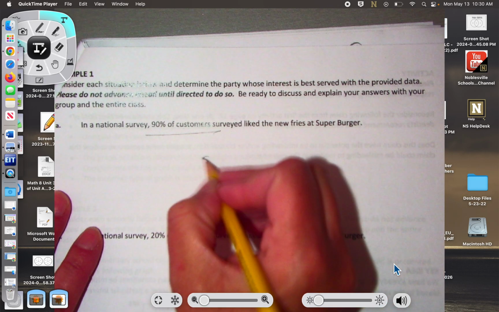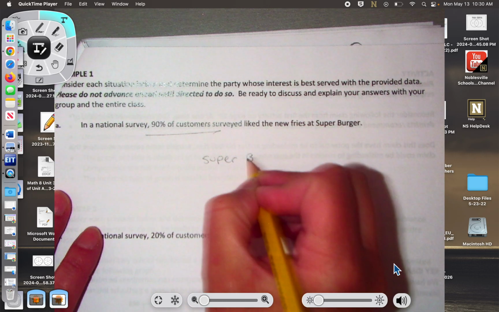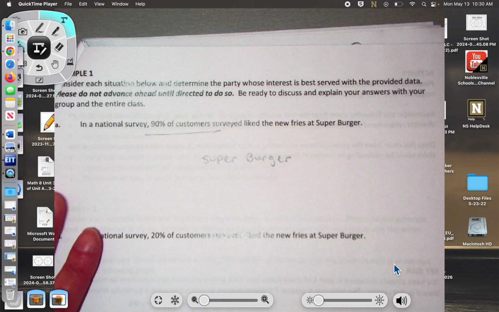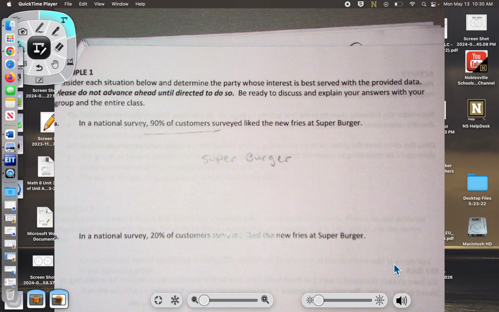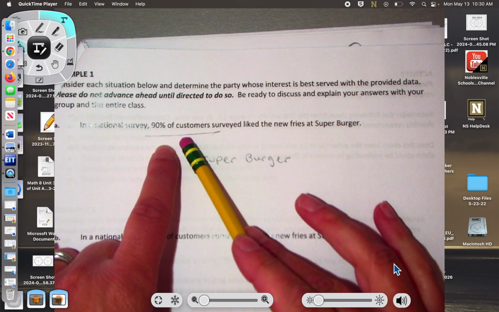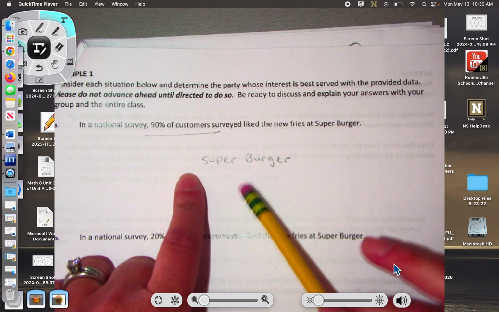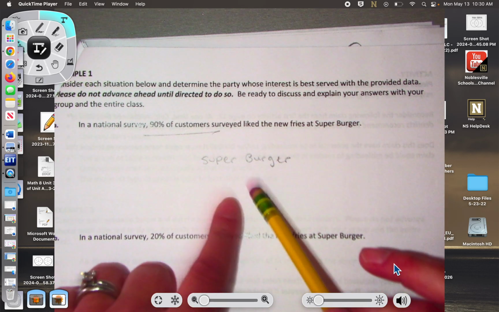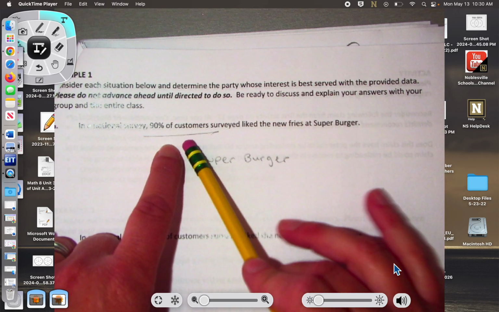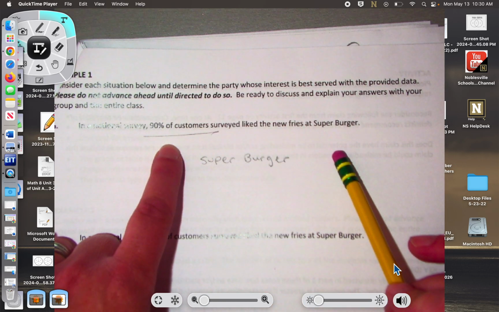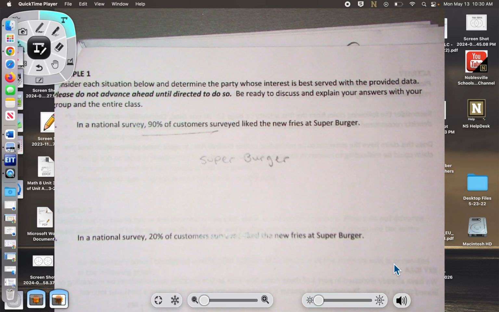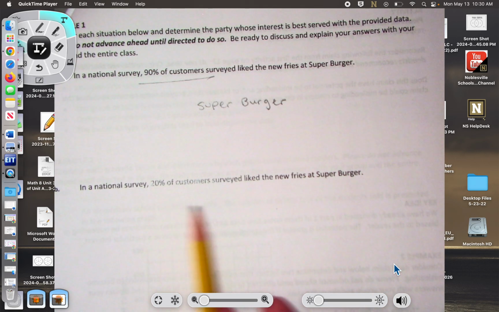Well, obviously, Superburger. Okay, they're not saying they're the best fries, but if somebody says 90% that were surveyed liked them, then it makes Superburger look really good. But I mean, they probably only surveyed people at Superburger, right? They didn't get any surveys of people who don't like Superburger, would never be there. They don't care about their French fries, right? So that's definitely non-neutral. In a national survey, 20% of customers surveyed liked the new fries at Superburger.